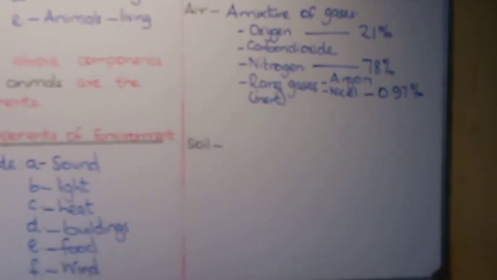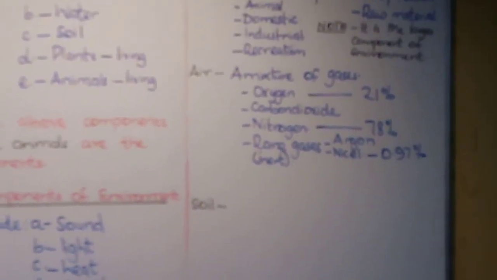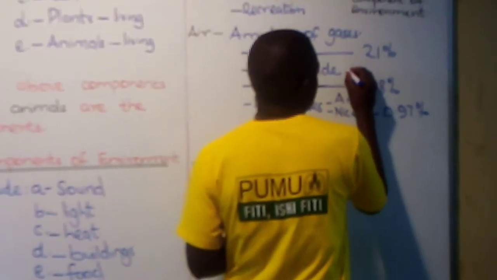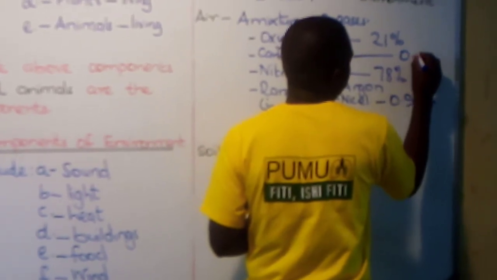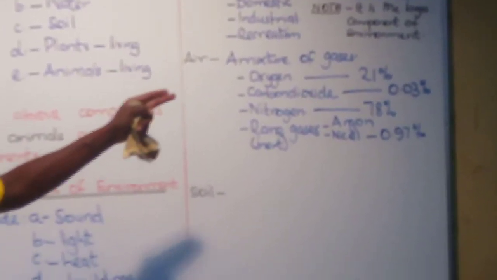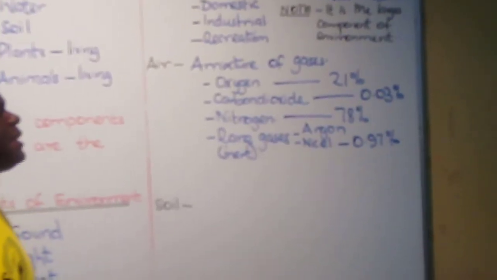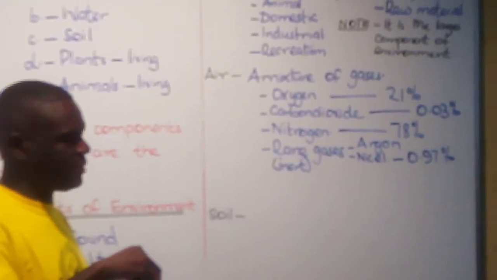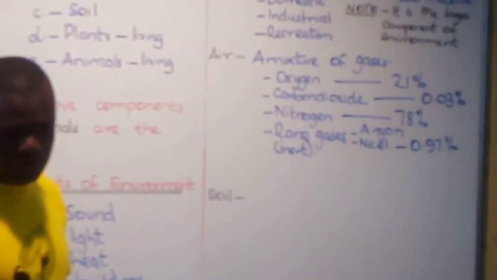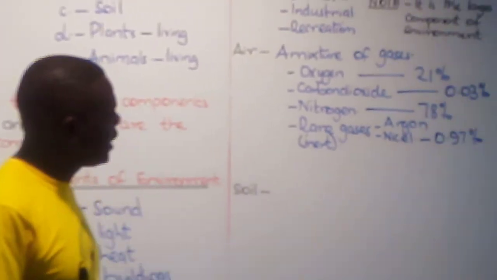0.97% goes to the rare gases. And then 0.03% goes to carbon dioxide. It's the least. So this is the composition of air. This information can be represented in a pie chart, and we'll see how they are divided in a pie chart. Boys and girls, that is all about air.